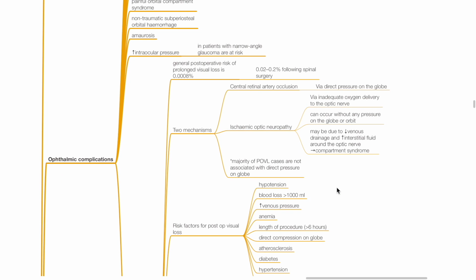The two mechanisms include central retinal artery occlusion via direct pressure on the globe and ischemic optic neuropathy via inadequate oxygen delivery to the optic nerve. This can occur without any pressure on the globe or orbit and may be due to reduced venous drainage and increased interstitial fluid around the optic nerve, resulting in compartment syndrome. The majority of post-op visual loss cases are not associated with direct pressure on the globe.